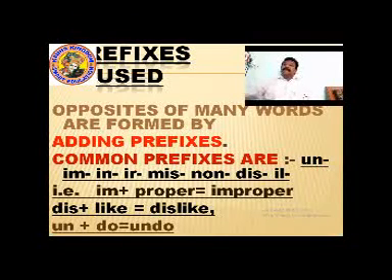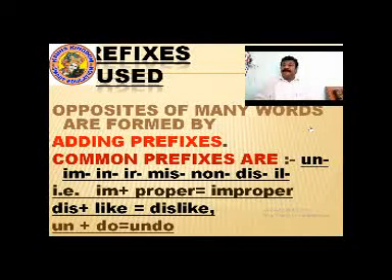So now, how are the prefixes used? Opposites of many words are formed by adding prefixes. What are the common prefixes used? The common prefixes are UN, IN, IM, IR, MIS, NON, DIS, IL.